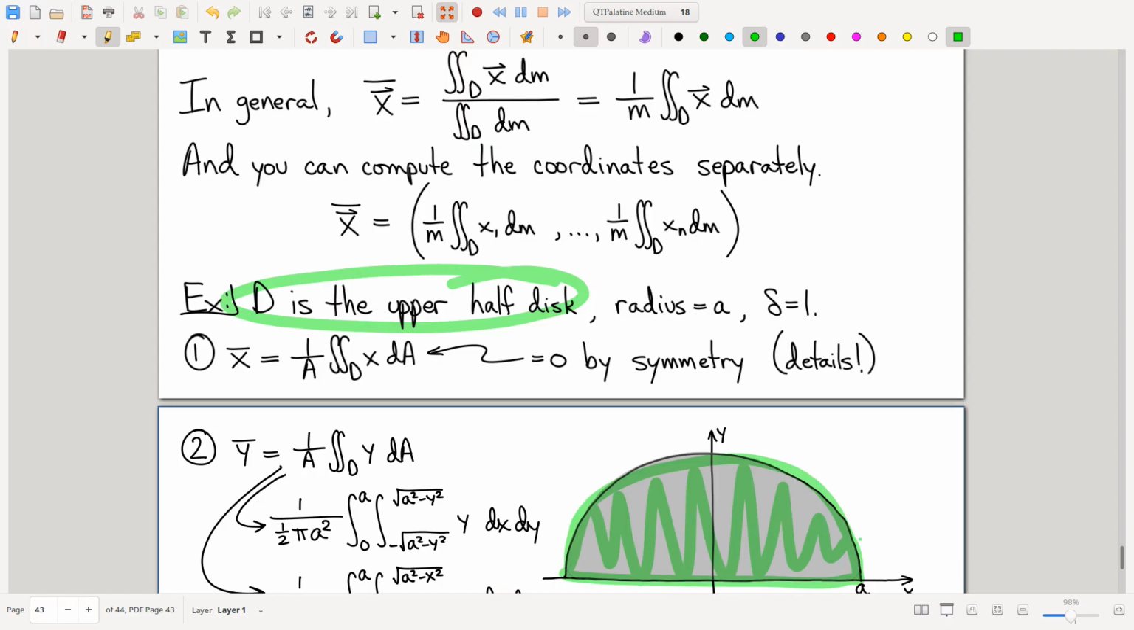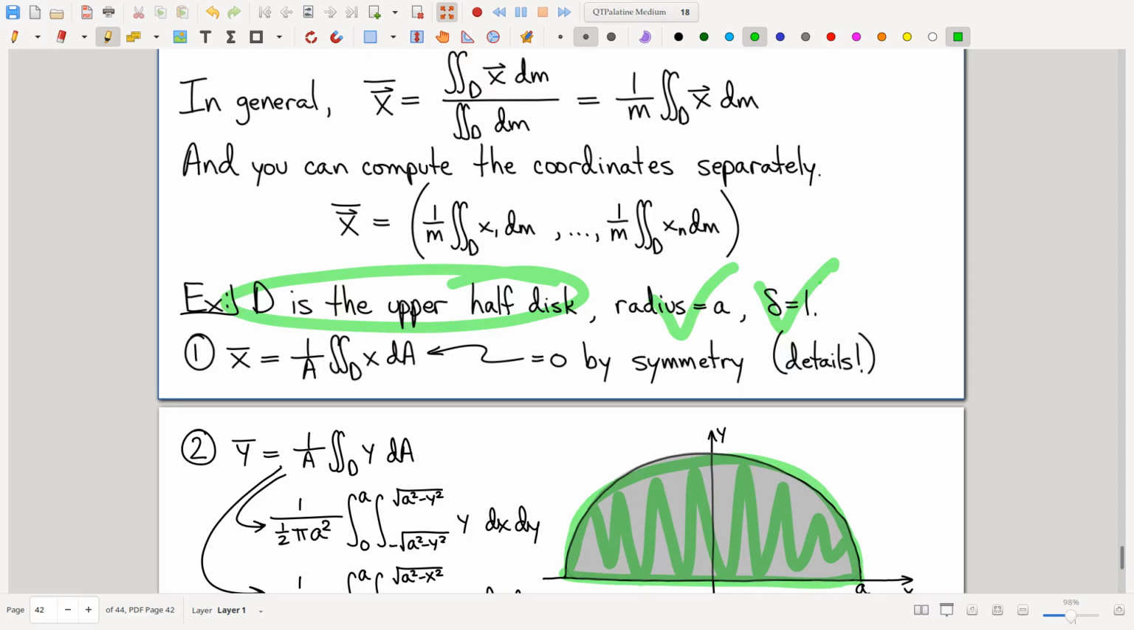And I'm going to imagine that I have mass distributed through that upper half disk, and a couple of relevant details. The radius is some value a, and I'm going to say that the mass is distributed uniformly, and in particular I'm going to say the density is 1, just to keep things simple as a first example. How do we compute the location of the center of mass?